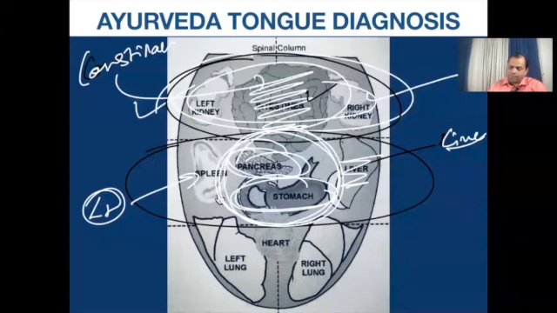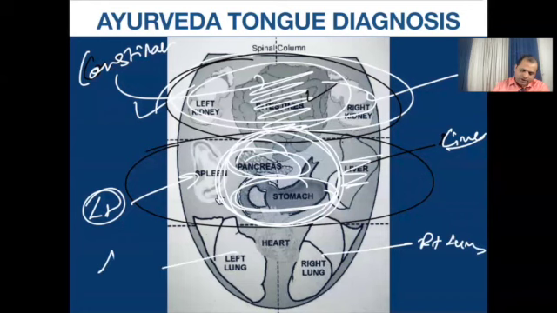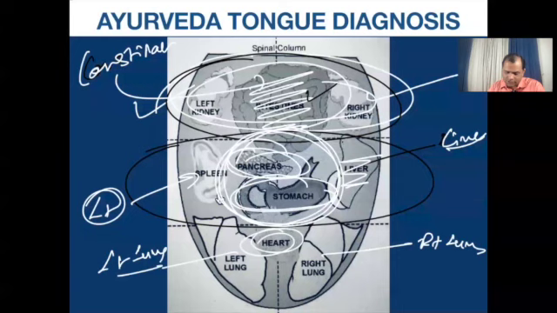Now, we will go to the upper part. We can see the right lung here on the right side. We can see the left lung on the left side. Again, I'm telling you this is the mirror image, and we can see the heart in the center. So this is a very beautiful imagination, and the complete spine is located in the center.